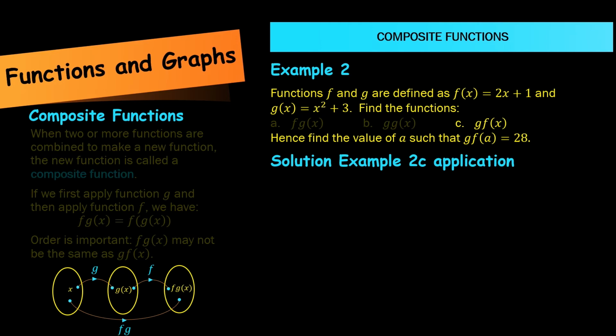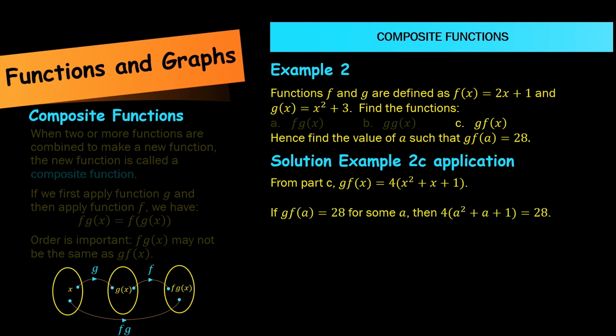We're of course going to use part C, since from part C we already have that g f of x equals 4 times x squared plus x plus 1. Now if g f of a equals 28 for some a, then 4 times a squared plus a plus 1 equals 28. We've simply substituted x equals a into the formula for g f of x.